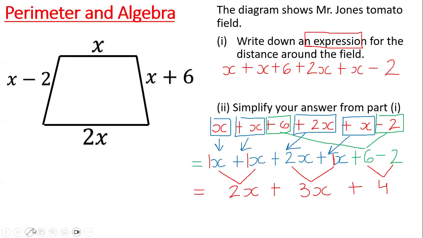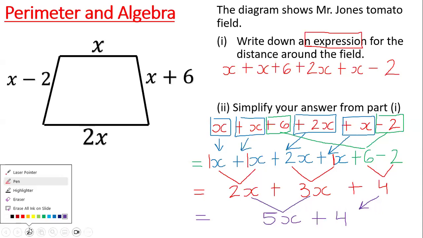Now, the last step, we have to add 2X and 3X. What is 2X plus 3X? 5X. And it's going to be 5X plus what? 4. And that's our final answer, 5X plus 4. So that's how we simplify it. So this is a simplified version of the perimeter.